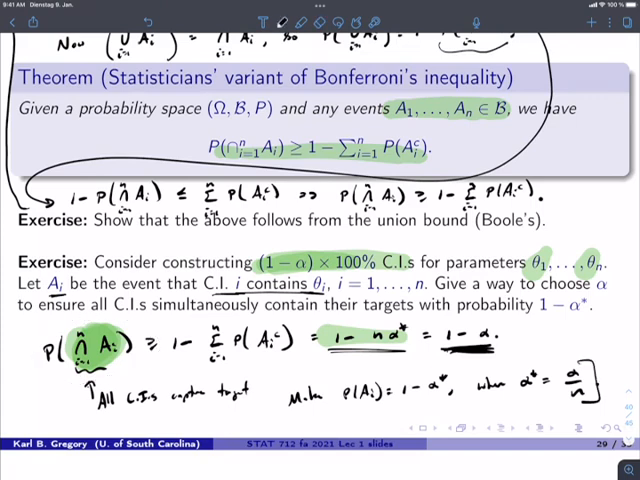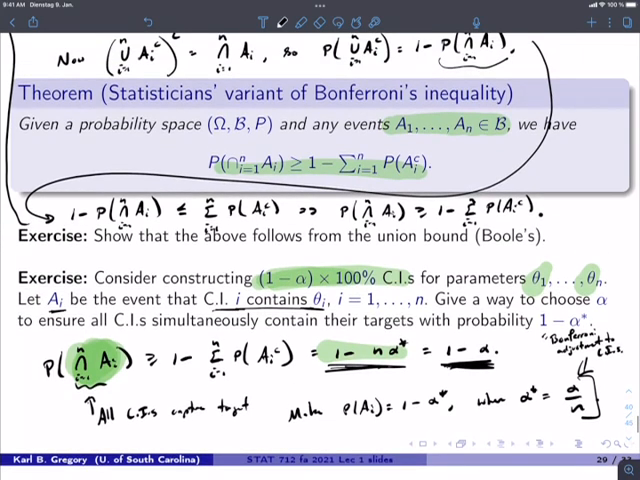So this is called a Bonferroni adjustment to confidence intervals. If you build confidence intervals with a smaller alpha, they get wider, but you ensure that if you're building a bunch of confidence intervals and you want them all to cover simultaneously, you need to make this adjustment. Okay, so that uses this Bonferroni inequality.